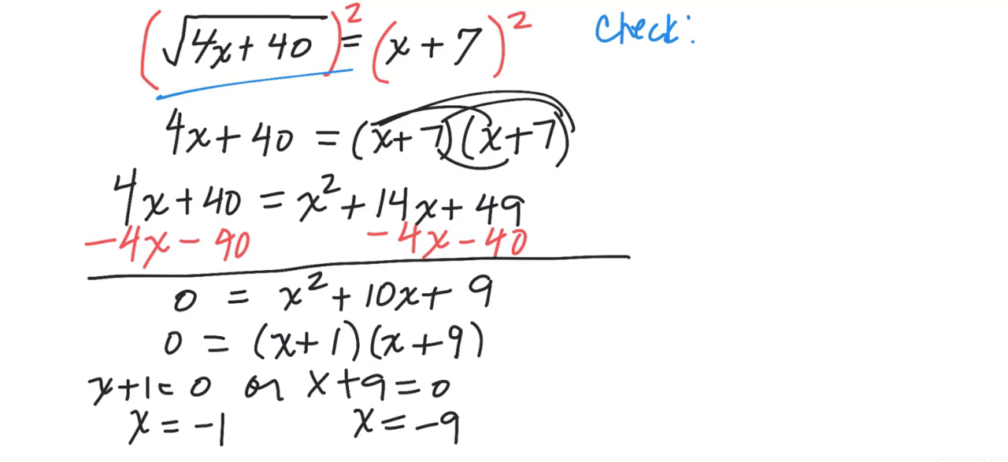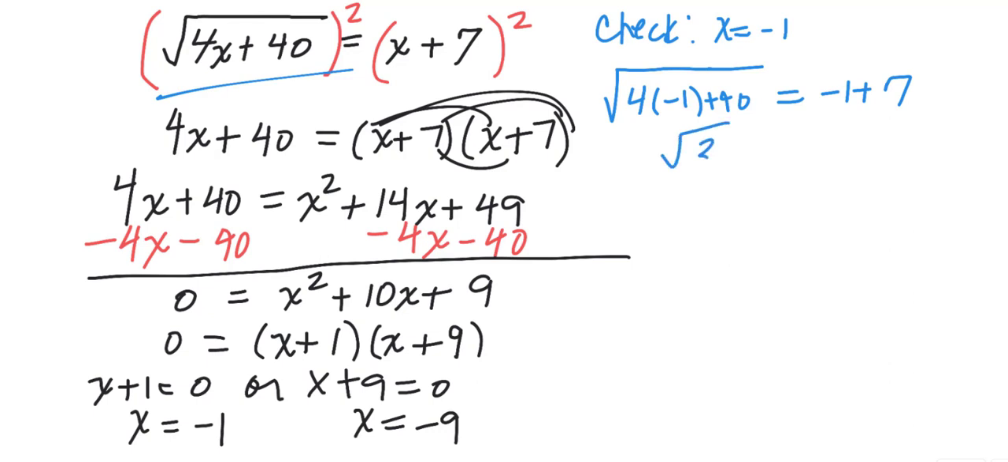So let's check our x equals -1. Where I see an x, I'm going to plug in a -1. So the left side is the square root of 4 times -1 plus 40 equals -1 plus 7. So that gives me 40 minus 4, which is 36. And then -1 plus 7, or 7 minus 1, is 6. And the square root of 36 is 6. So that one is fine.